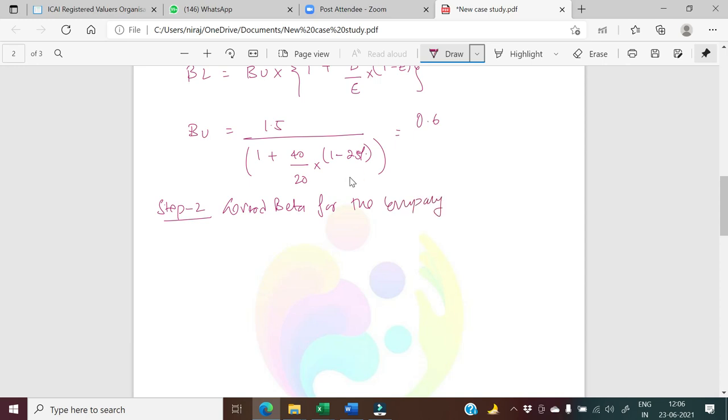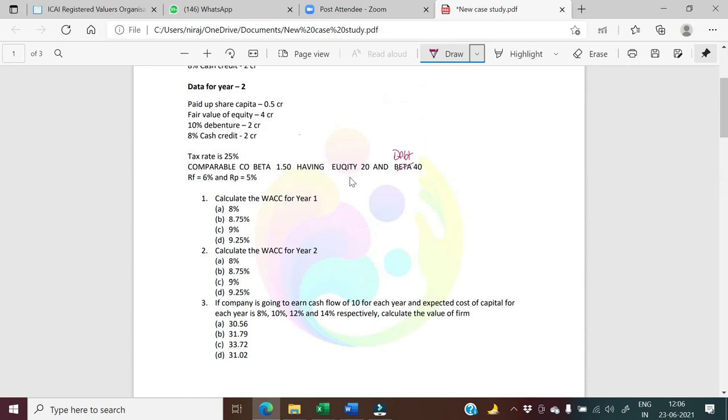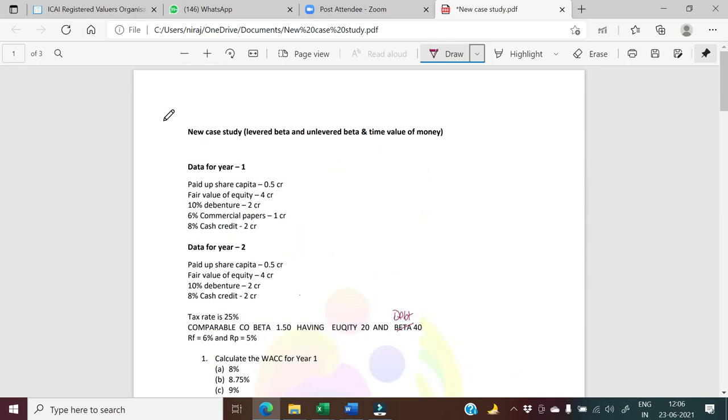So first we need to understand the structure of equity and debt given to us. If I study the year 1 data, it says that the value of equity is 4 crores, my debentures are 2 crores, commercial paper is 1 crore and my cash credit is 2 crores. So the total of my equity plus debt is 4, 5, 6, 7, 8, 9. Okay, so this is in INR.